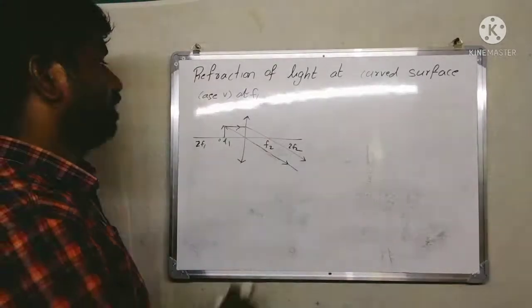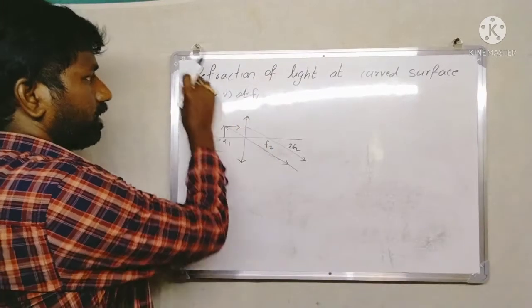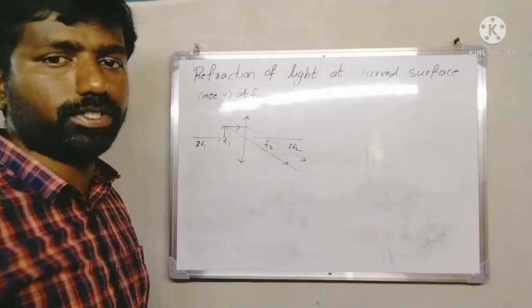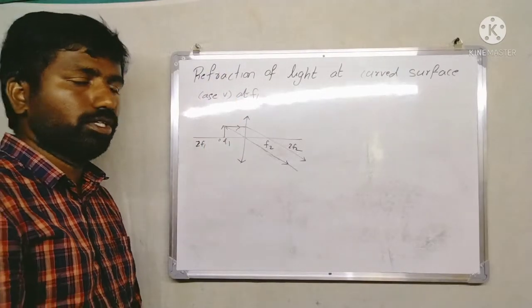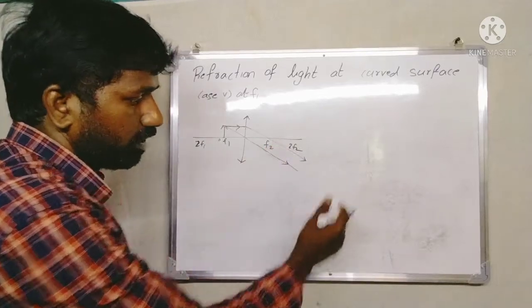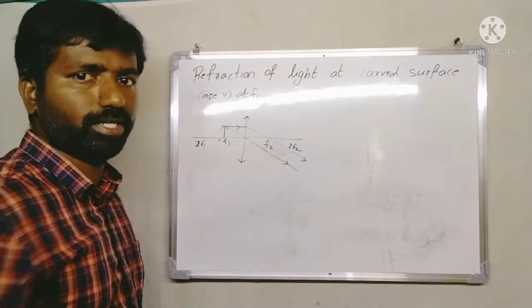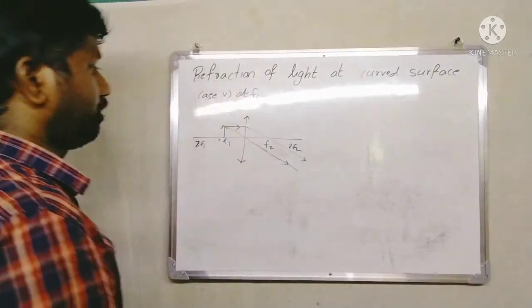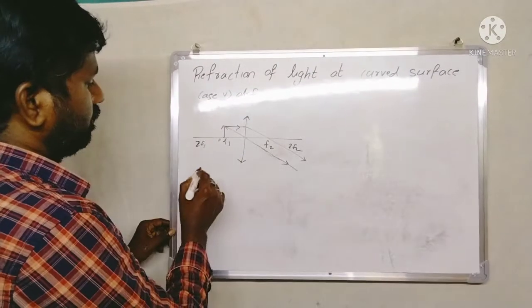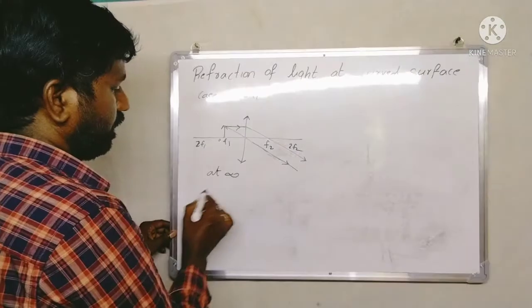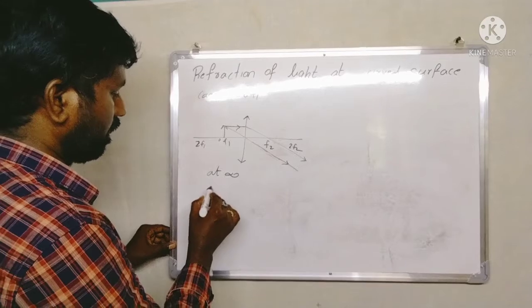And if you extend the refracted rays, they meet somewhere at infinity distance. If extended rays are meeting at infinity distance, we'll get a virtual image. You may be thinking that if refracted rays directly meet somewhere, then you will get a real image, but the image should be at infinity only, and we will get an enlarged image. Image position is at infinity, and that is an enlarged image.